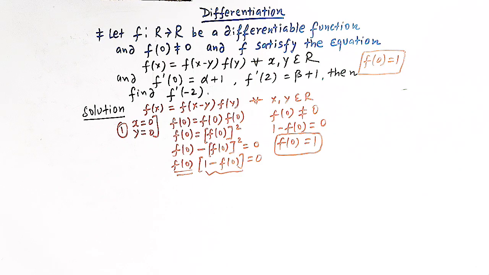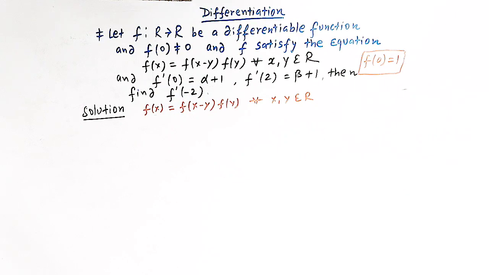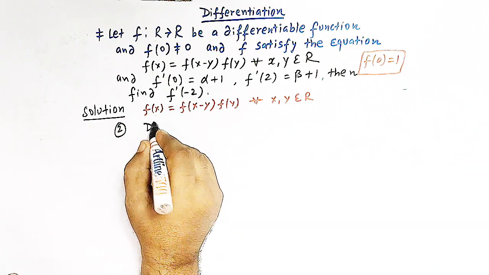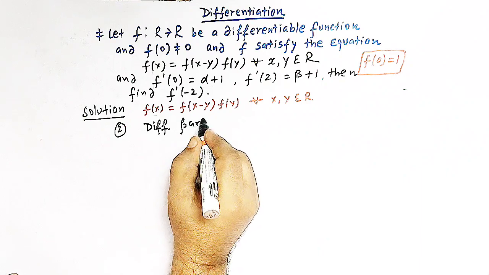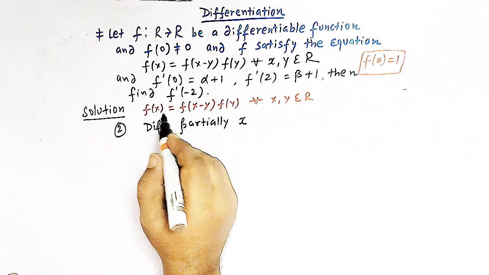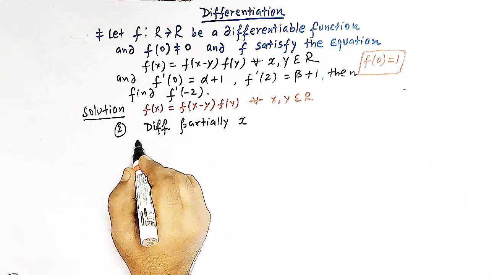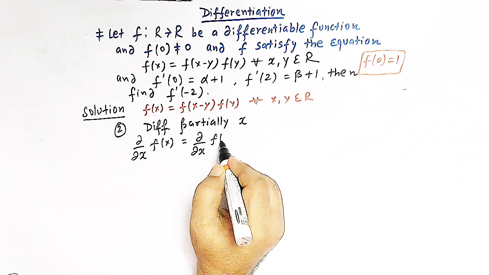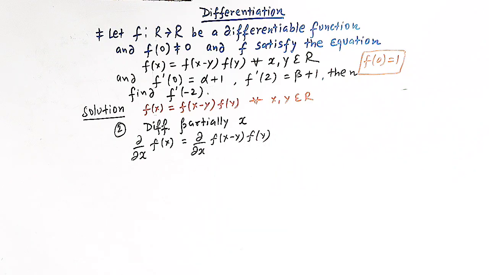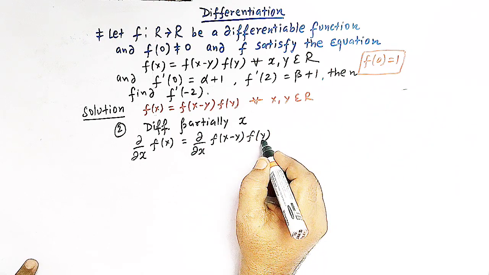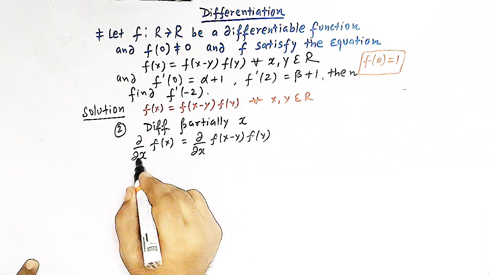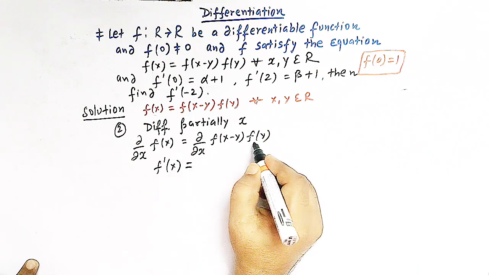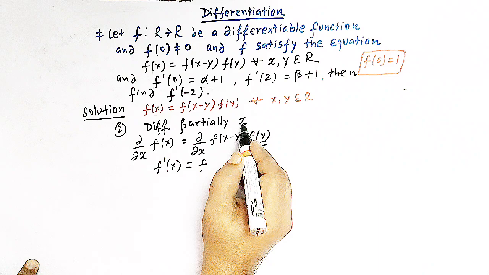Now we can make use of the concept of partial differentiation to solve this problem. So the second step is to differentiate both sides partially with respect to x. So we'll take the partial derivatives of both sides with respect to x. So we have del by del x of f of x, and here we have del by del x of f of x minus y times f of y. When we take the partial derivative, we can treat this y as a constant, and f of y is a constant because we are differentiating with respect to x.